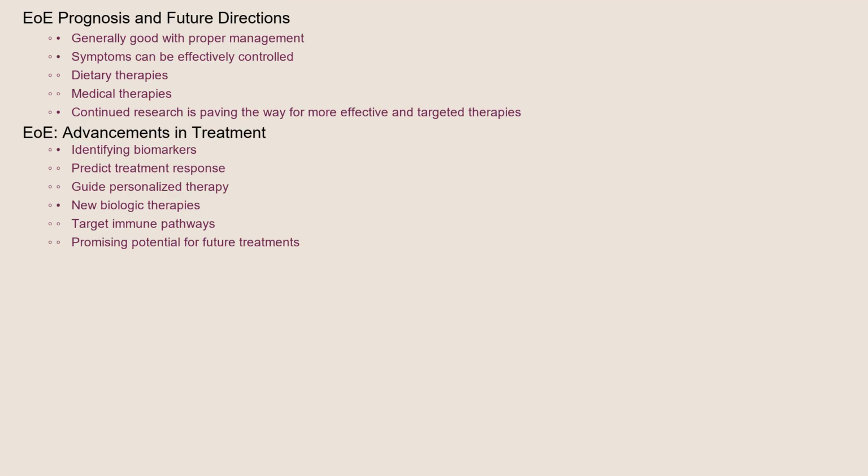The prognosis for individuals with EoE is generally good with proper management. While EoE is a chronic condition, symptoms can often be effectively controlled with dietary and medical therapies. Recent research has focused on identifying specific biomarkers that can help predict treatment response and guide personalized therapy. New biologic therapies that target the immune pathways involved in EoE are also being developed, offering promising potential for future treatments. The continued research into the underlying causes and mechanisms of EoE is paving the way for more effective and targeted therapies, improving the quality of life for those living with this condition.